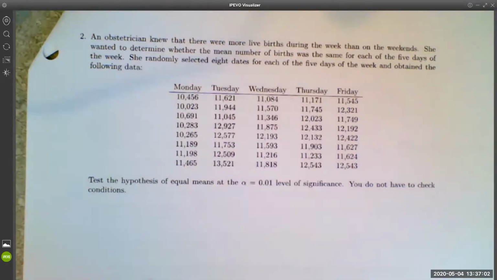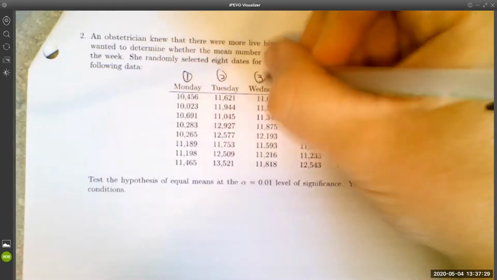It says, an obstetrician knew that there were more live births during the week than on the weekends. She wanted to determine whether the mean number of births was the same for each of the 5 days of the week. She randomly selected 8 dates for each of the 5 days of the week and obtained the following data. Test the hypothesis of equal means at the 0.01 level of significance. You don't have to check conditions. Good, because I wasn't going to anyway. Okay, here we go. So I'm going to call these things groups 1, 2, 3, 4, and 5.